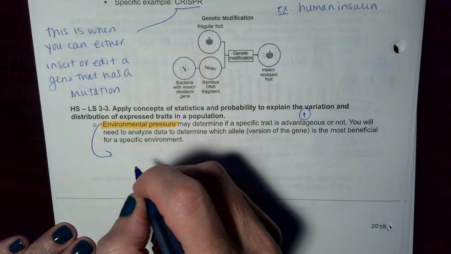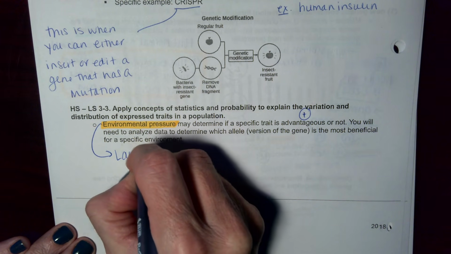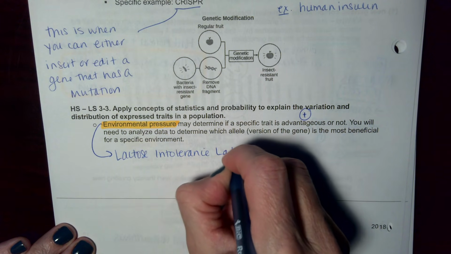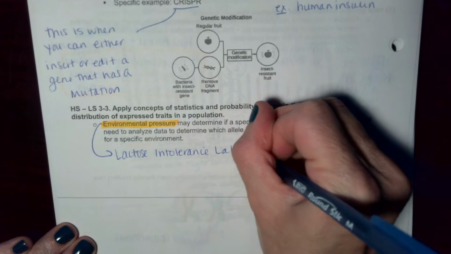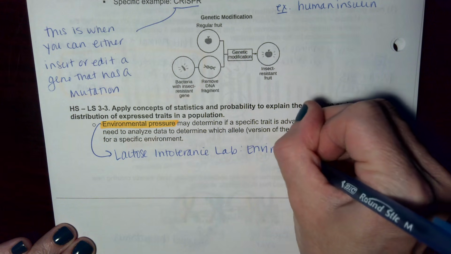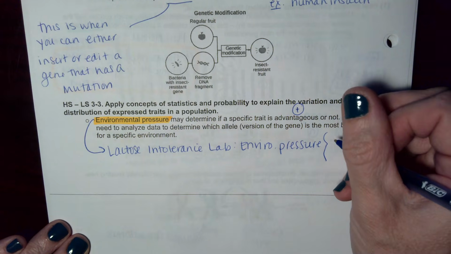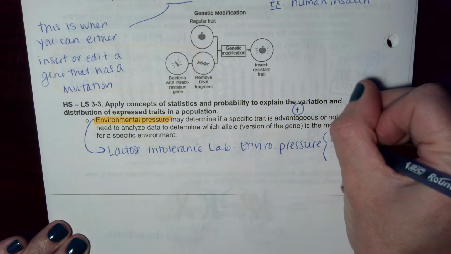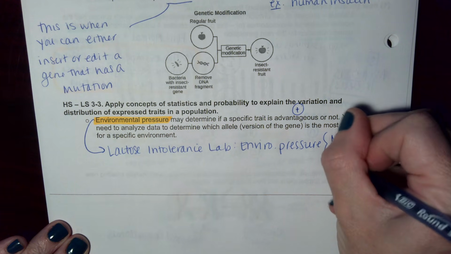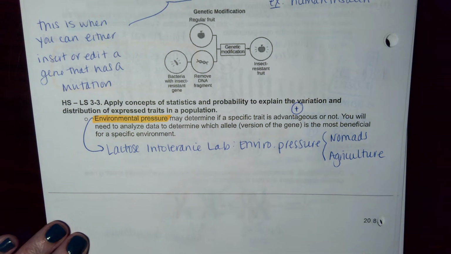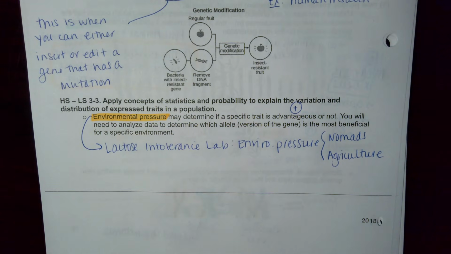The example we did was the lactose intolerance lab. And remember, the environmental pressure in this example, we had two environments that people were living in. People were either nomads or they were using agriculture. If you were a nomad, it didn't matter if you could drink cow's milk. If you lived on a farm, it was really good if you were able to drink cow's milk.